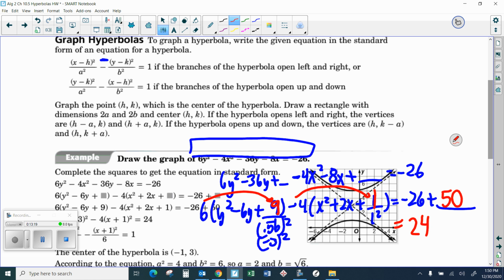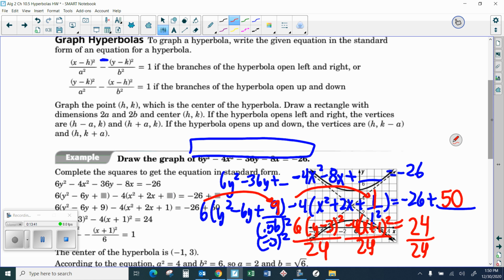Okay, so I complete this now. I have 6 times the quantity y minus 3 squared minus 4 times the quantity x plus 1 squared equals 24. Now what do I do? What I've got to remember is it has to always equal 1. So I have to divide each term by 24.